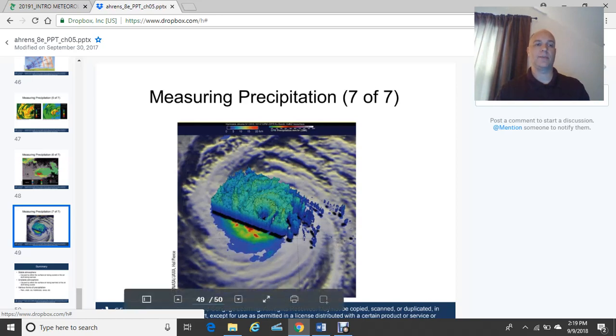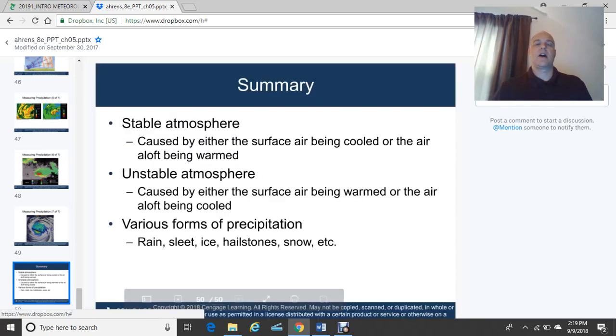All right, so in summary, today in the Week 5 video, we talked about stable atmosphere, and this is caused by either the surface air being cooled or the air aloft being warmed. So for stable atmosphere, I want you to think of this: warmer air aloft over colder air at the ground. Warm over cold. That is a stable atmosphere.